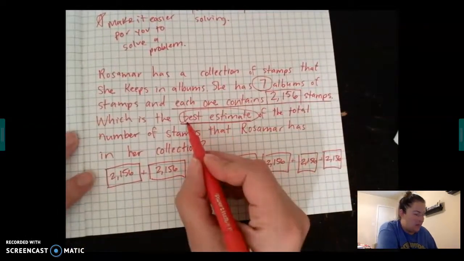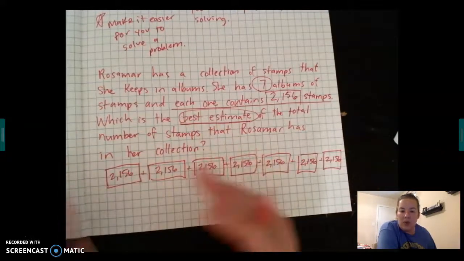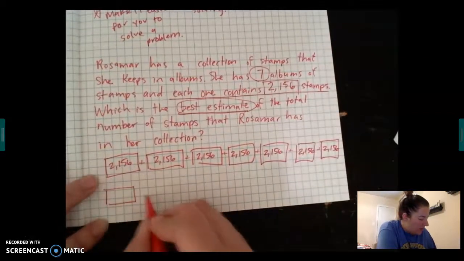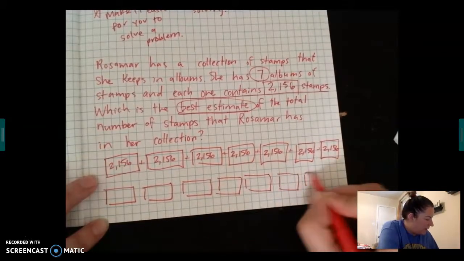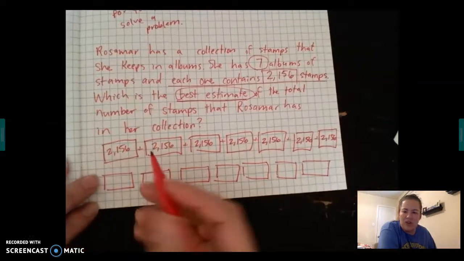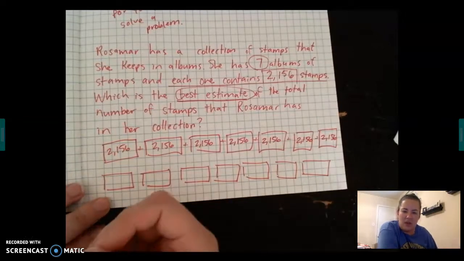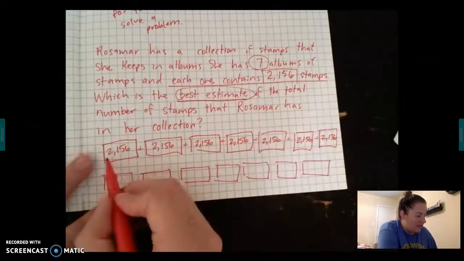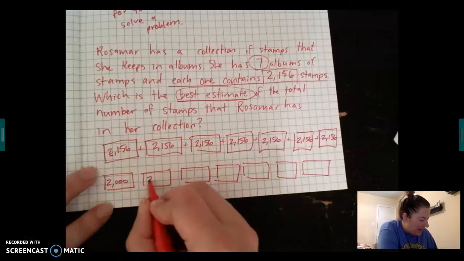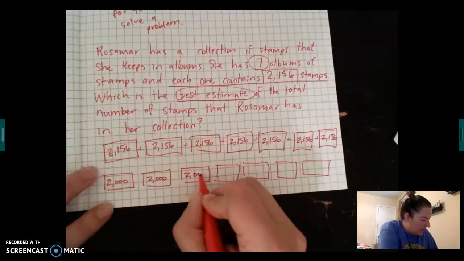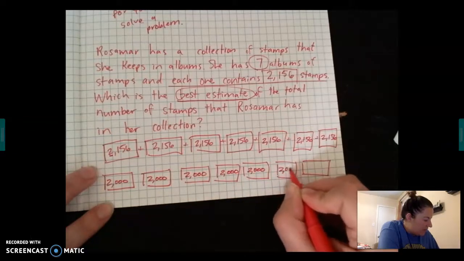Anytime you see the words best estimate or about how many stamps does she have, we're going to do some rounding or use compatible numbers. So I'm going to draw myself 7 albums again. 6, 7. And let's look at this, 2,156. Well, what is that close to that would be easier to add either in our heads or on paper? Well, I'm thinking 2,000 would probably be a good compatible number. Wouldn't it be a lot easier to add up all these thousands if it was only 2,000? There's about 2,000 stamps in each of those albums.